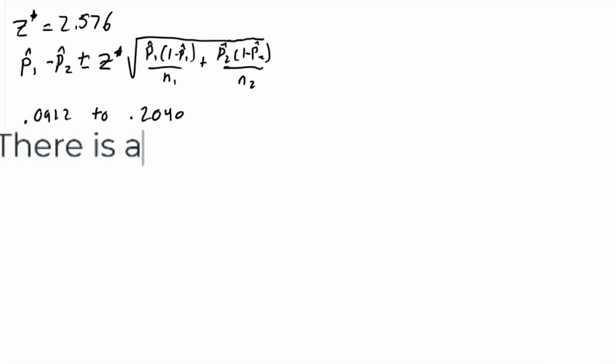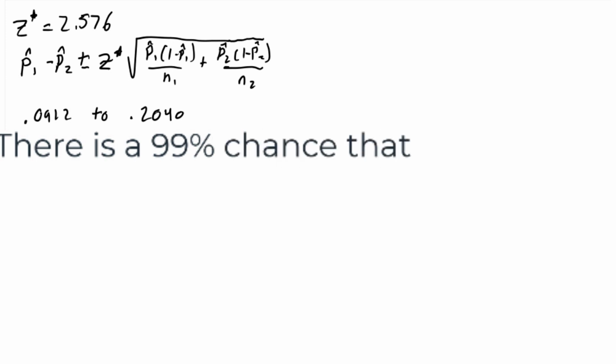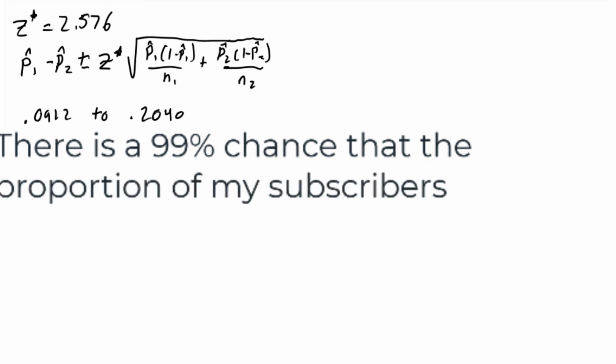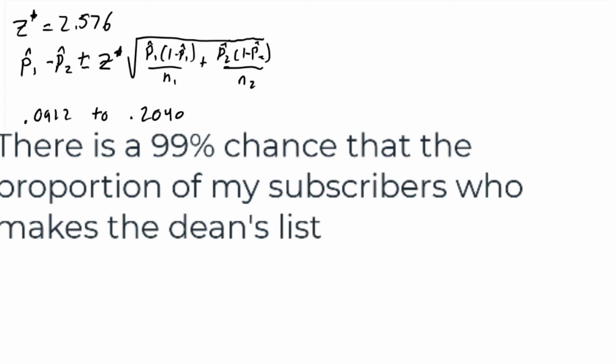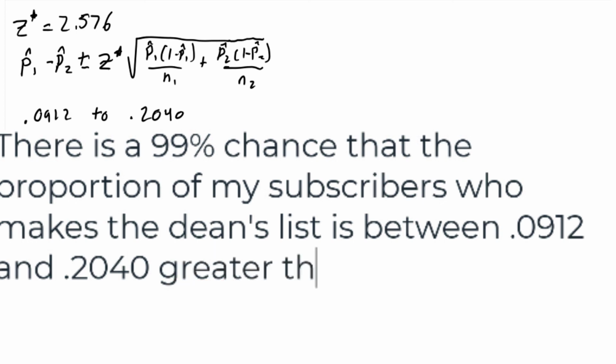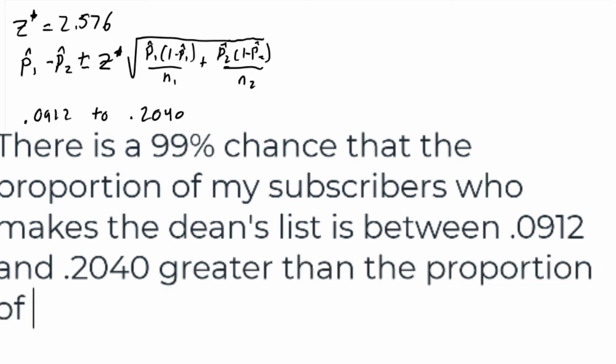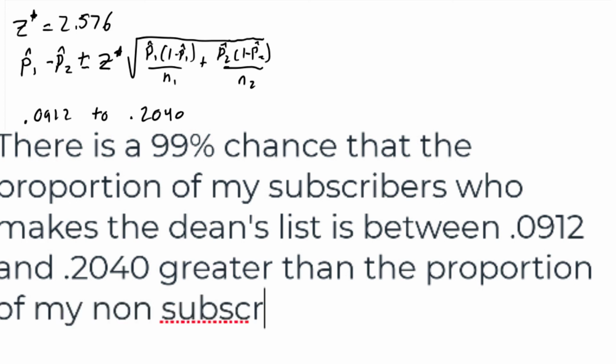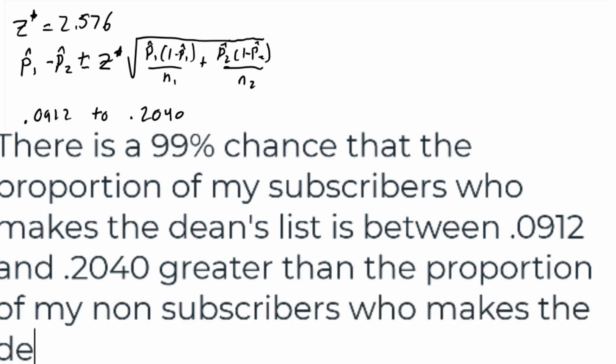Well, it means there is a 99% chance that the proportion of my subscribers who make the Dean's List is between 0.0912 and 0.2040 greater than the proportion of my non-subscribers who make the Dean's List.